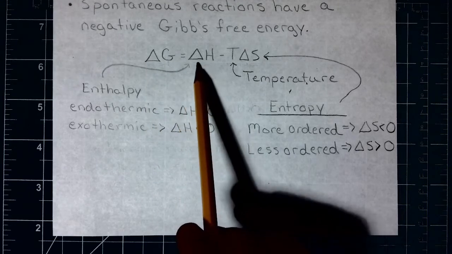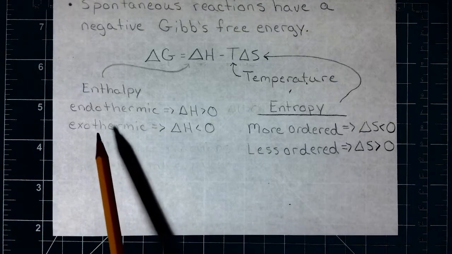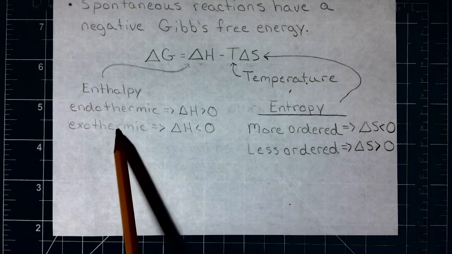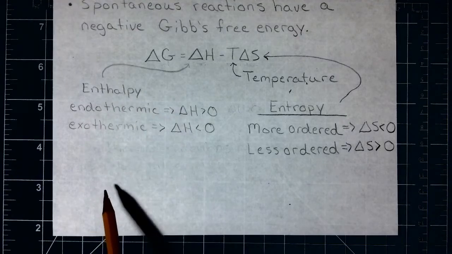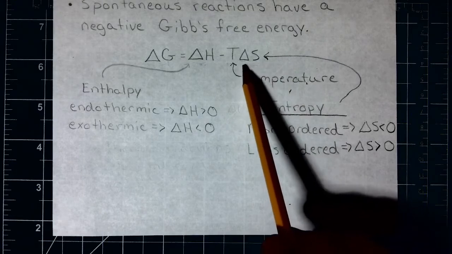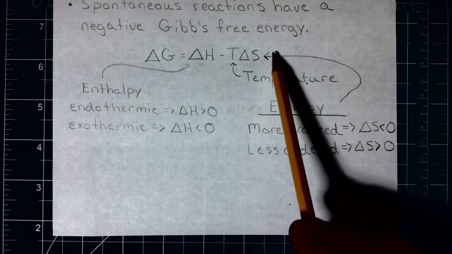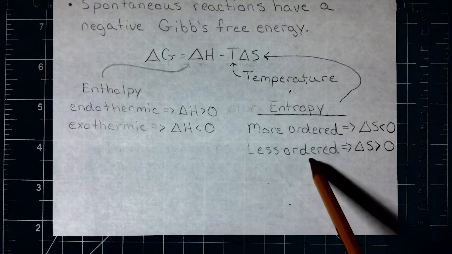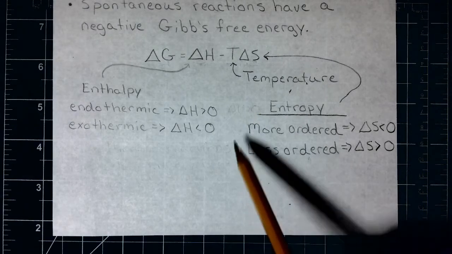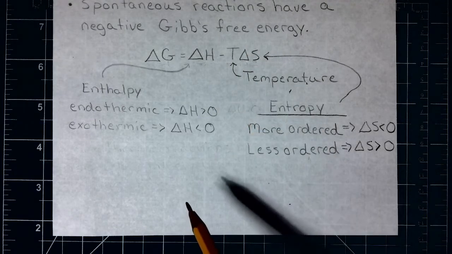So when delta H is negative, it's going to favor forming a solution. And that's going to occur when we have an exothermic process and energy gets released during the process. And we're going to have a positive delta S, which is going to make this whole term negative, when we have a less ordered system. Okay, so we want a more chaotic system, and that's going to favor solution formation.